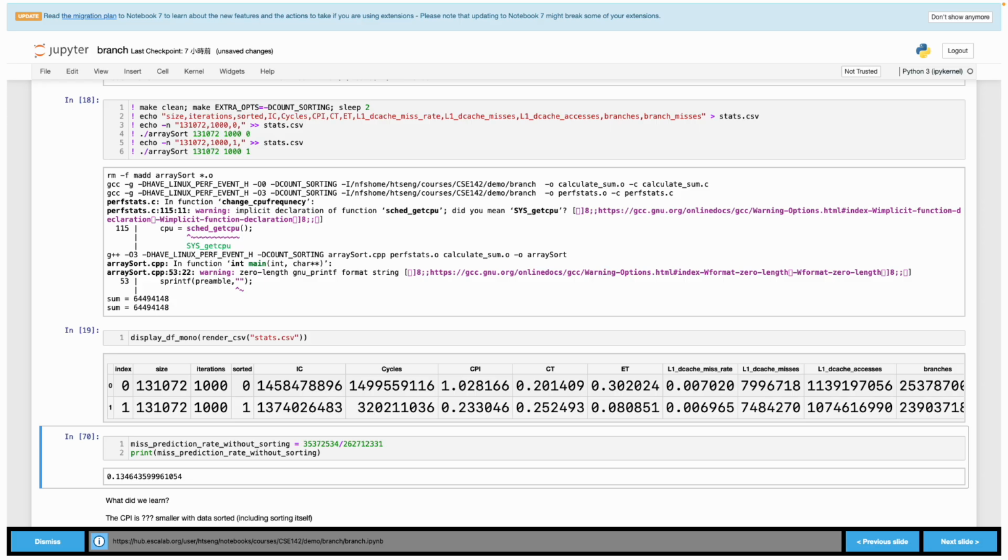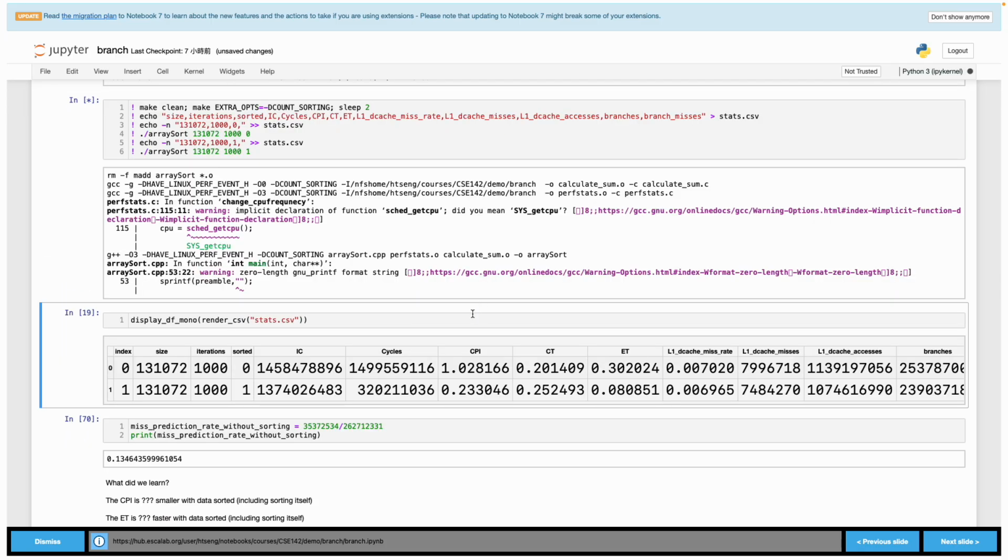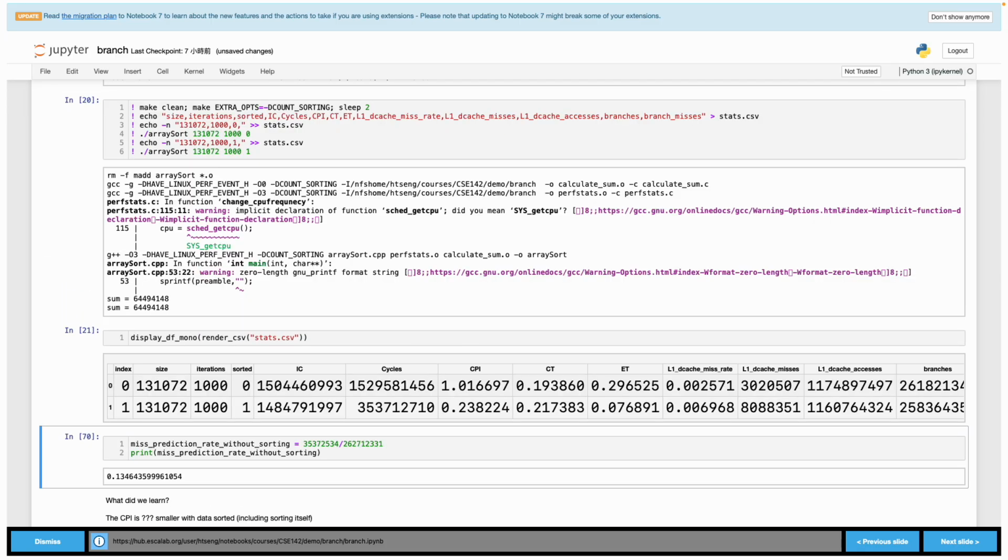As you can see, okay, let me do this again. It seems like the sampling doesn't give us the right number sometimes. Oh, okay, sorry, no problem.